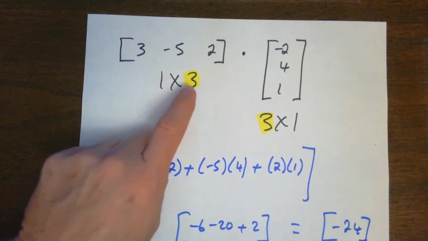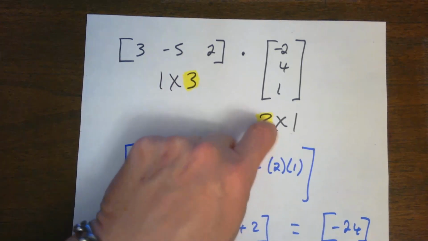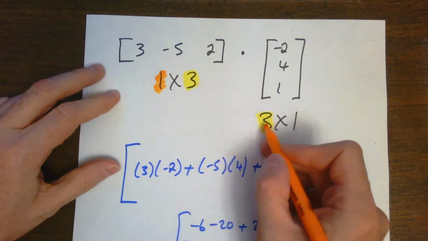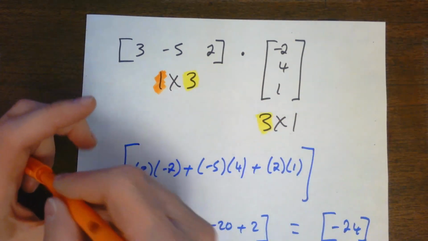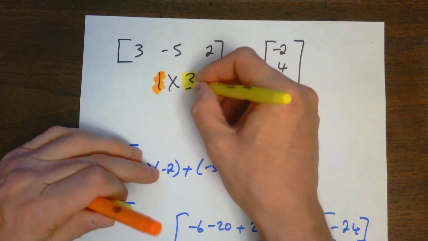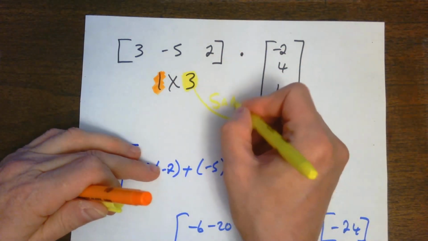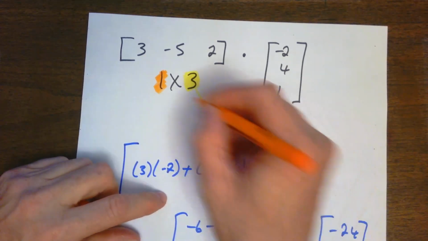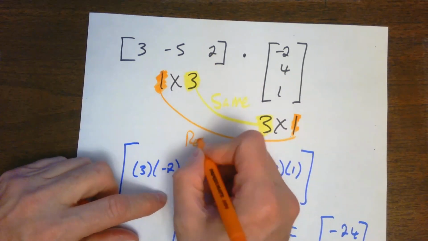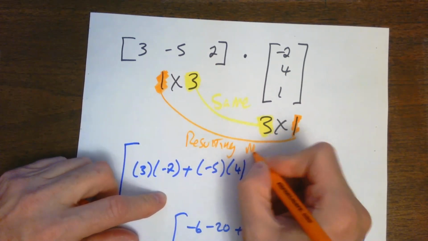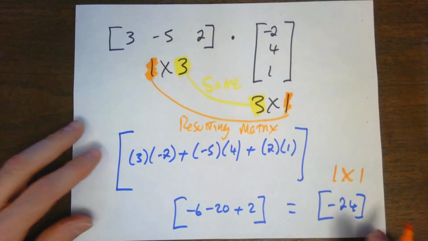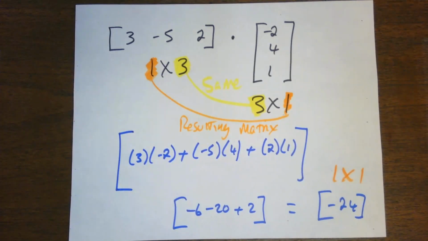Now notice that the number of rows and the number of columns were the same. The number of columns in the first matrix was the same as the number of rows in the second matrix. So this is why I'm allowed to multiply, because these are the same. And notice the resulting matrix has these dimensions. The resulting matrix here is a 1 by 1. That relationship is always going to happen like that.